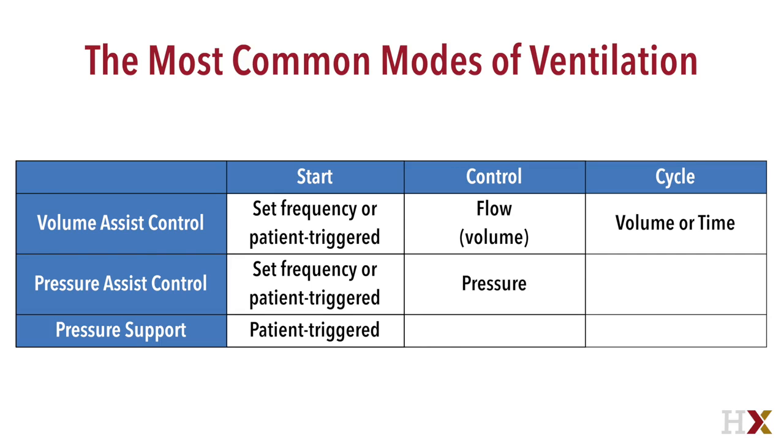Pressure assist control controls the pressure in the system. It provides variable flow, essentially whatever flow is required to maintain the pressure. The pressure is maintained for a determined amount of time, which is the I time, which is a setting, and that's the point at which the breath cycles off. Pressure support also controls pressure and provides whatever flow is required to maintain it, but the cycling criteria to end the breath is based on a percentage of the peak flow. This is also further discussed in the basic ventilator settings video.